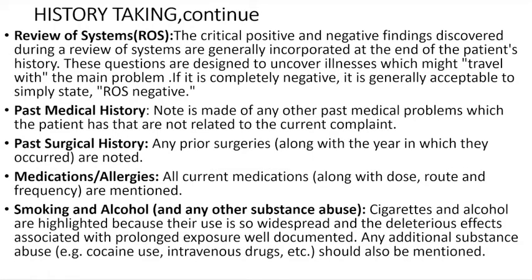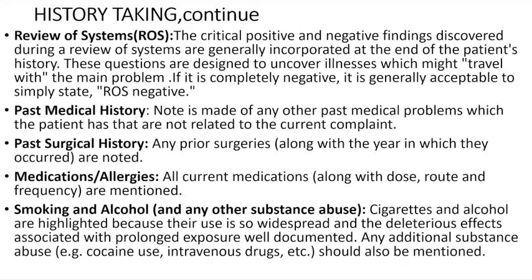Review of systems: the critical positive and negative findings discovered during a review of systems are generally incorporated at the end of the patient's history. These questions are designed to uncover illnesses which might travel with the main problem. If it is completely negative, it is generally acceptable to simply state that review of systems was negative. Here, review of systems, as we mentioned, is to review the other systems which are not covered in the history of present illness.